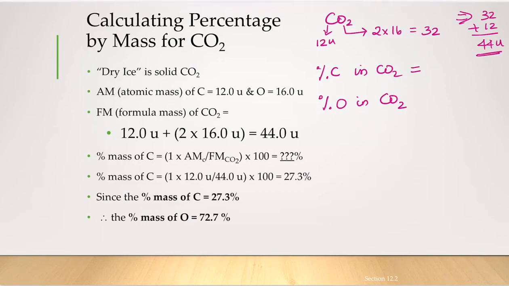If you want to calculate the mass percentage of carbon in carbon dioxide, then you simply divide the total amount of carbon, which is 12, by 44. So 12 divided by 44 is equivalent to 27.3%, and 32 divided by 44 is going to be equivalent to 72.7%. So this is how we calculate the mass percentage of different elements in a compound.